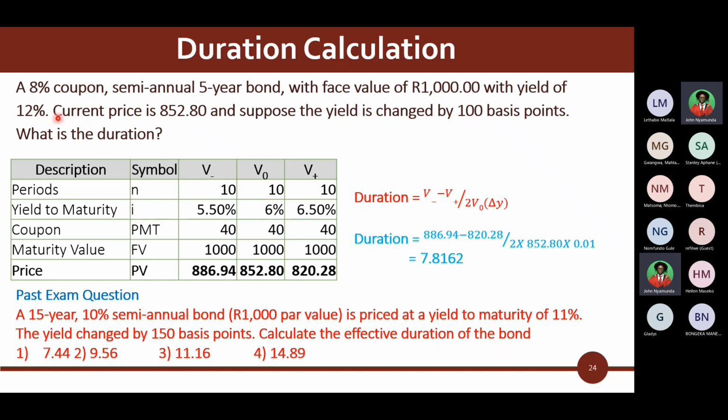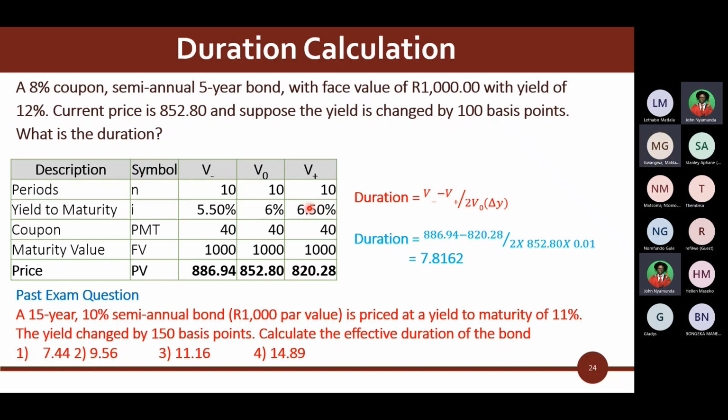Because we are told the yield is changed by 100 basis points, that's why we're saying it's increasing by 1%. So if yield to maturity changes by 100, it means the yield to maturity is increased by 1%. So the 12 has increased to 13%. Divide by 2, that's why we have 6.5 here.